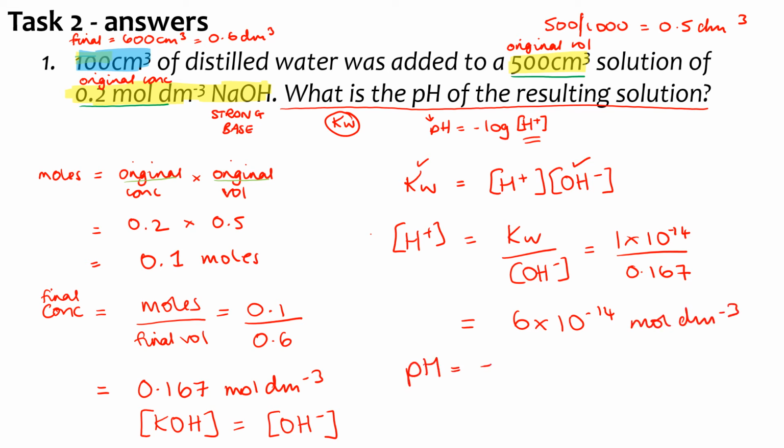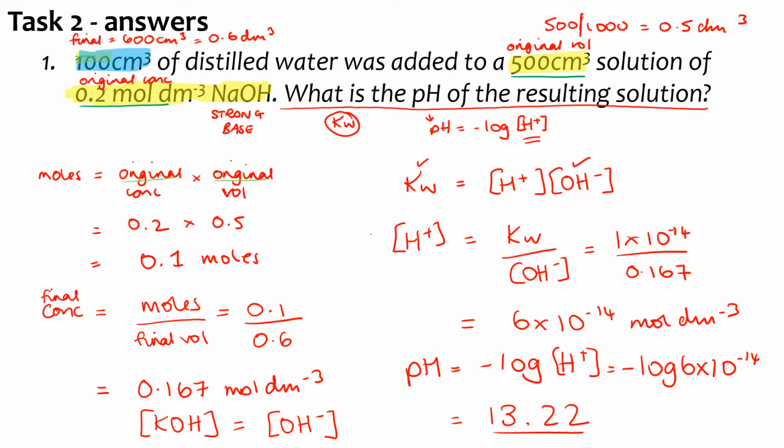pH is equal to minus log of H plus, so minus log of 6 times 10 to the minus 14, and that gives us a pH of 13.22. Again, 2 decimal places as always for pH, and 13.2 is a sensible pH for a solution of strong base on its own in water with nothing else interacting with it.